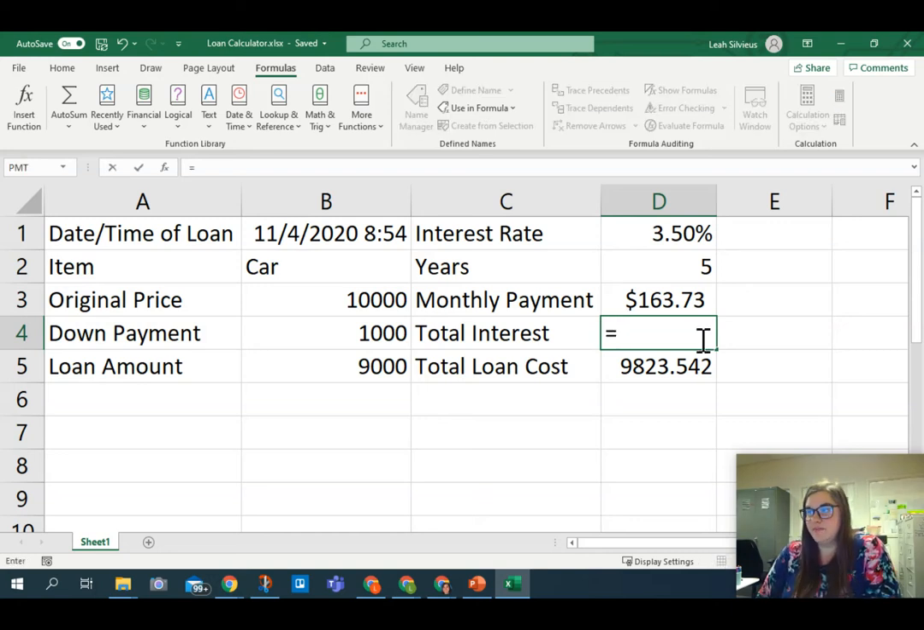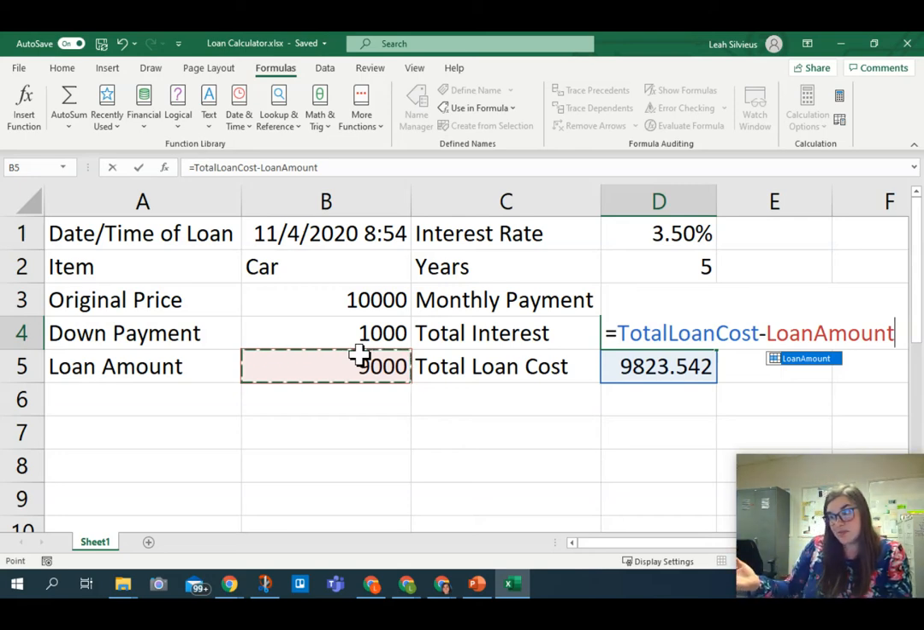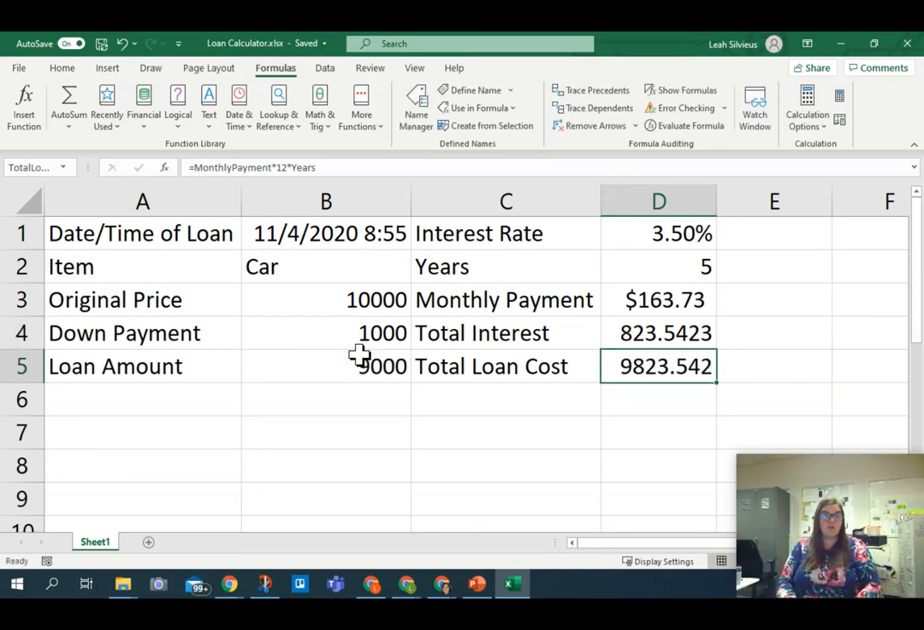All right, so equal sign. I paid $9,823.42 or 54 cents, whatever the number is, out, right? What did the loan cost me originally? What did I originally borrow? I originally borrowed, I'm going to minus out $9,000. This will tell me how much I paid in interest, because if I paid $9,823.54 and I only borrowed $9,000, that means I have $823.54 left over that I paid out in interest. That's how much I got charged. That's how much the bank charged me. So I'm going to name this total interest.